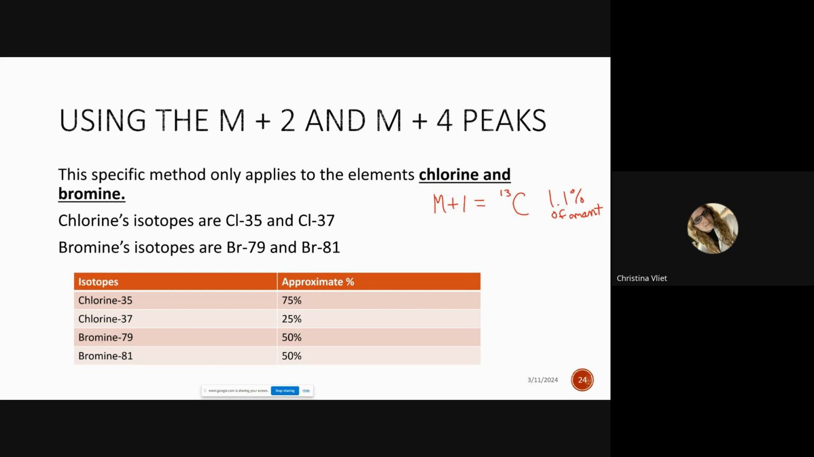And they say only using the M+2 peak, but they have used the M+4 in question. So I'm going to bring it up.